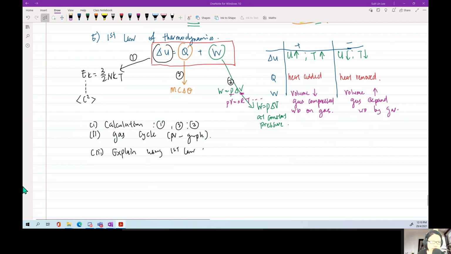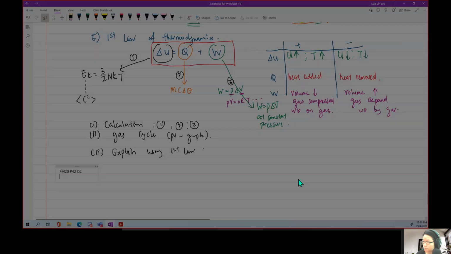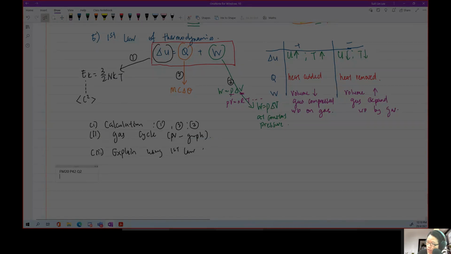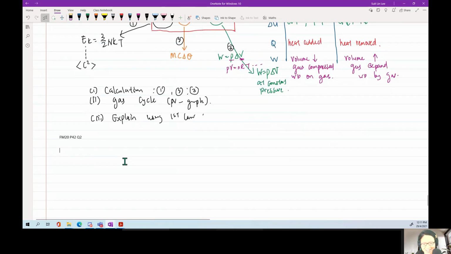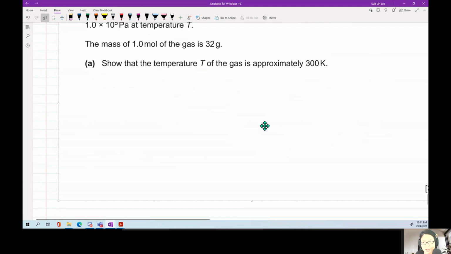I'm going to start with the 2020 variants, the FM20, Question 2. Even if you cannot complete the question, there are some easy parts. Then you see whether you can figure out which link they are talking about. Okay, so ta-da!